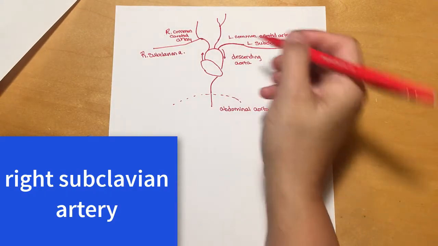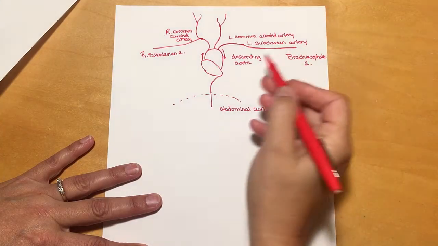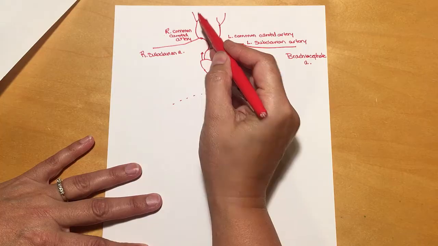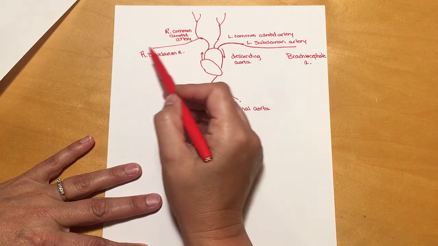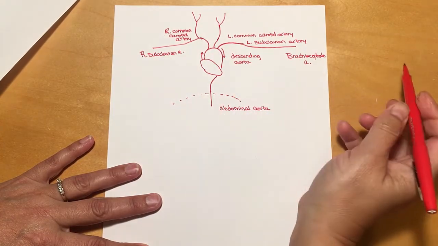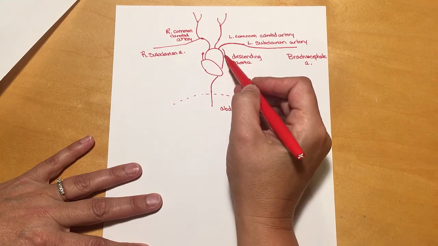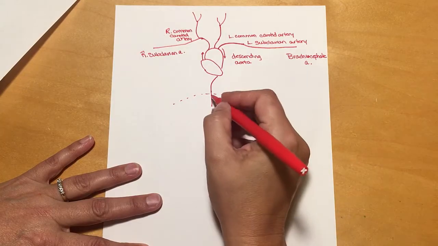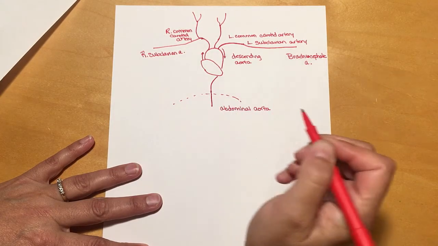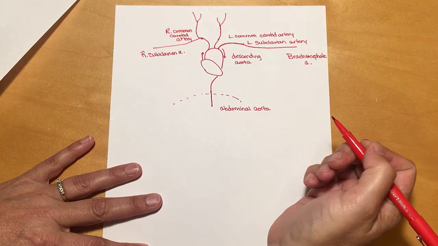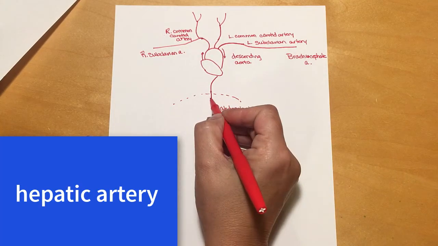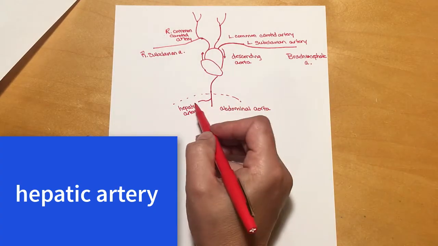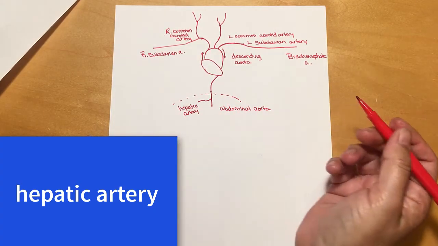So now we've pretty much taken care of getting blood to the head on the left side, to the head on the right side, to the arm on the right side, and the arm on the left side. We've also taken care of getting blood down into the abdominal area. So when you go through the diaphragm, the first major vessel that leaves the abdominal aorta is called the hepatic artery. The hepatic artery brings blood to the liver.